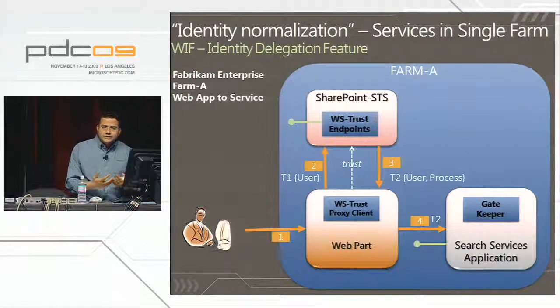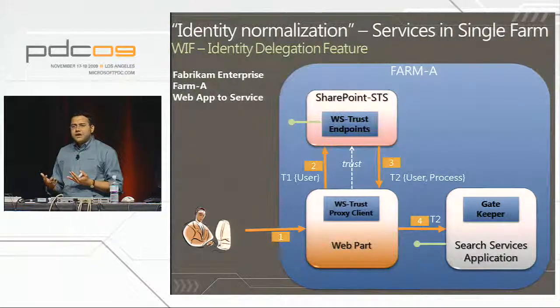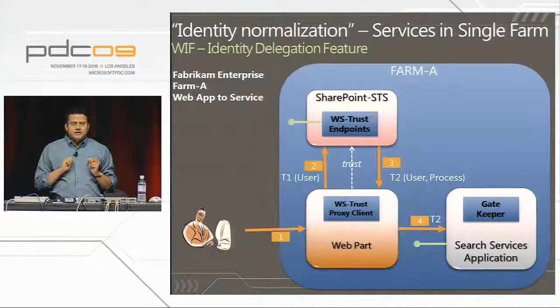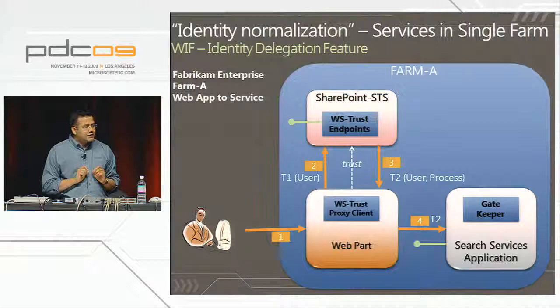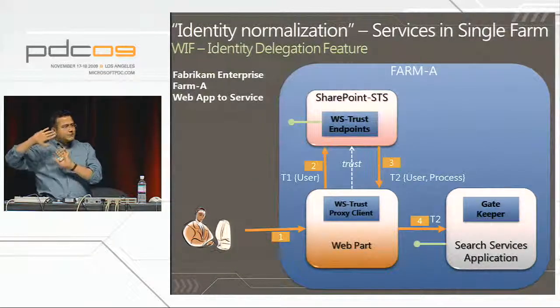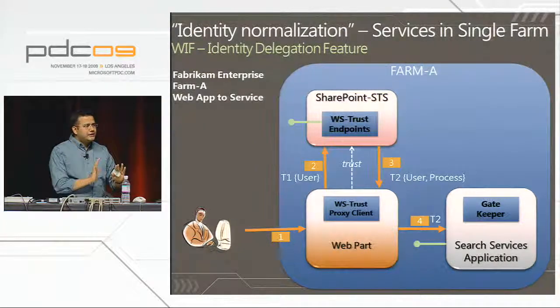Now, the service on top can make decisions on the user identity. So the Gatekeeper does not do anything with the user identity claim. It basically looks at the process identity, and specifically the farm ID, and then it lets it go through.